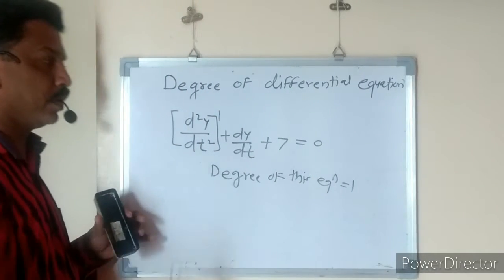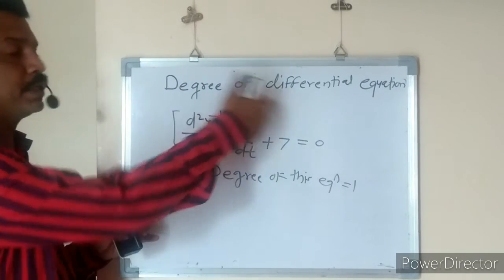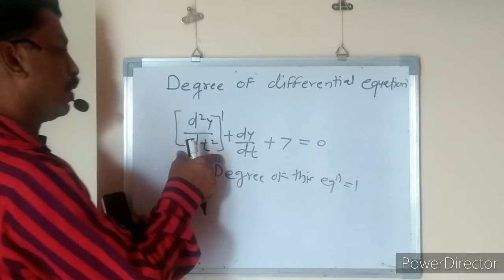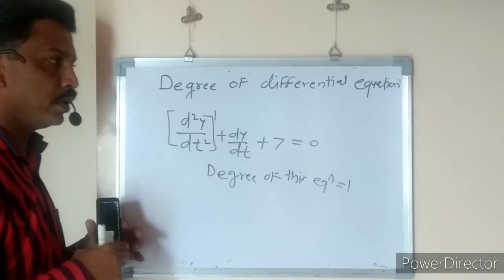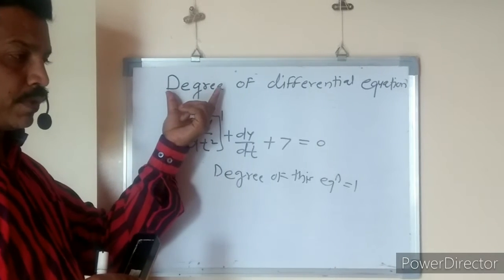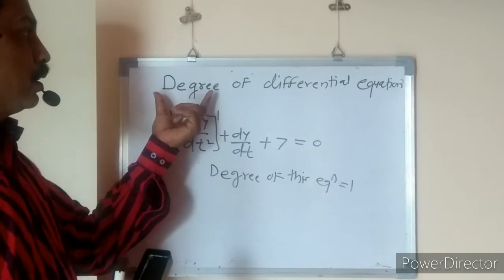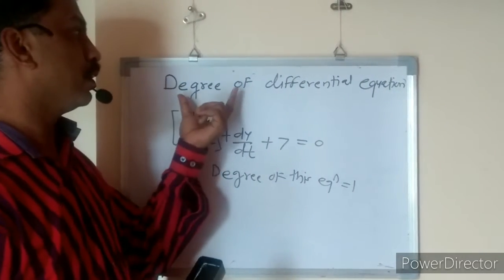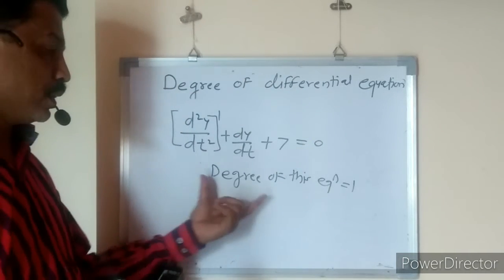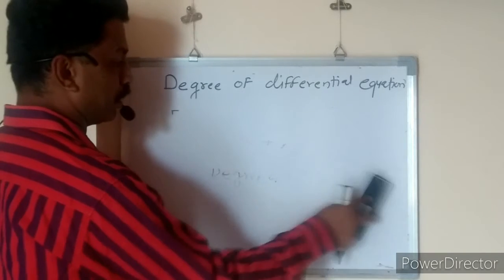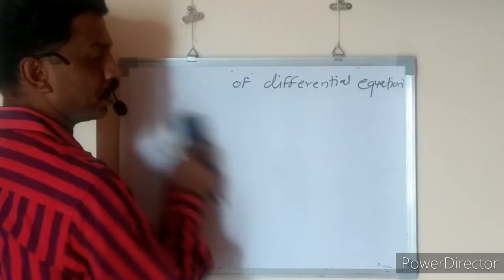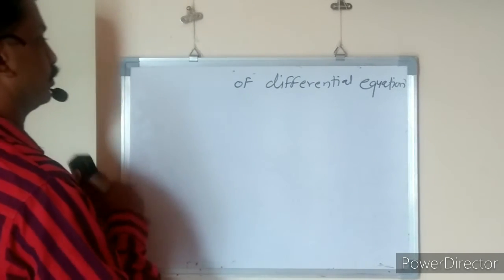is 1. The power of the highest order derivative, the power of the highest derivative, is 1. Here there is nothing written, which means the power is 1. Therefore the degree of this differential equation is known as the degree of differential equation. Here it is 1. Now we take the next part, that is the order of differential equation.